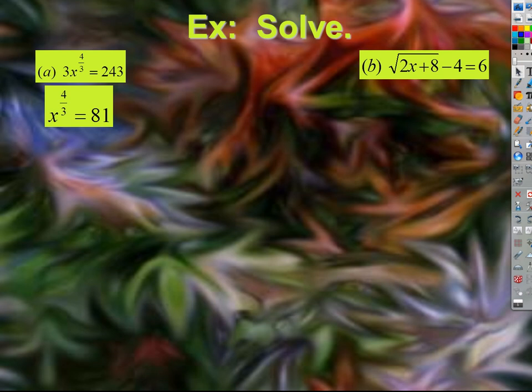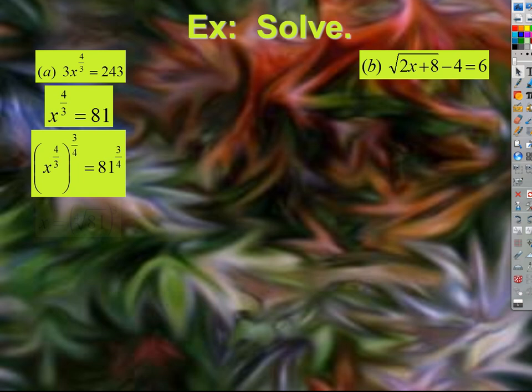Now we gotta be careful with this though. On the left side, I'm gonna get just plain old x, right? On the right side though, think what this means. 81 to the 3/4. Remember what I said earlier? I said you always do the bottom first. So first we're gonna do the 4th root of 81, and then we're gonna cube that. Okay, so what's that gonna give me?